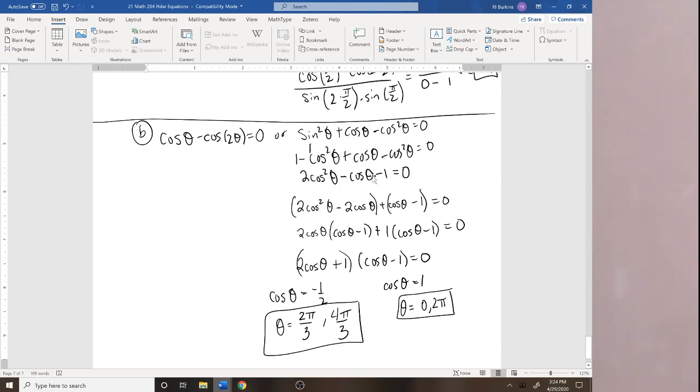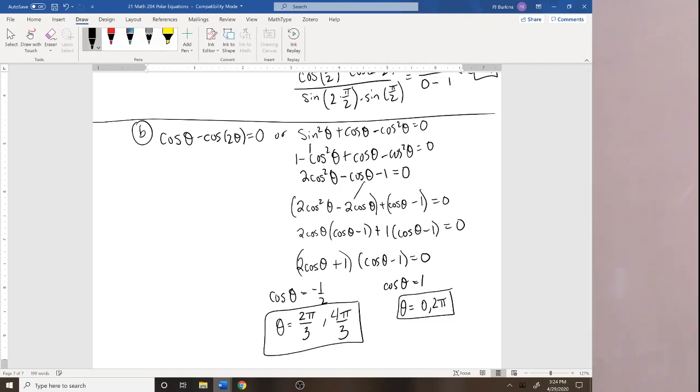So then I had to solve that equation. That's a quadratic. And I factored it. So I need two numbers that multiply to 2 times negative 1, so that's negative 2. And they have to add to negative 1. Well, those two numbers are clearly negative 2 and positive 1. So I replace the middle term there with those two.